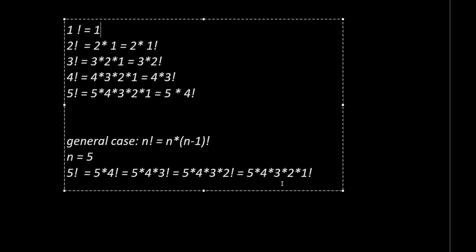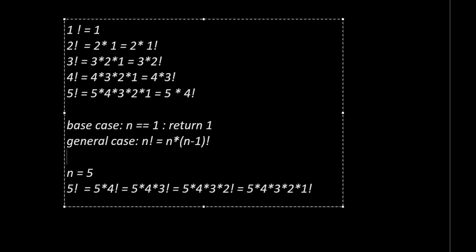Where n is 1, in that case I need to return my result as 1. So this is the base case, where I am stopping. And for every other input, the case I am using is the general case.